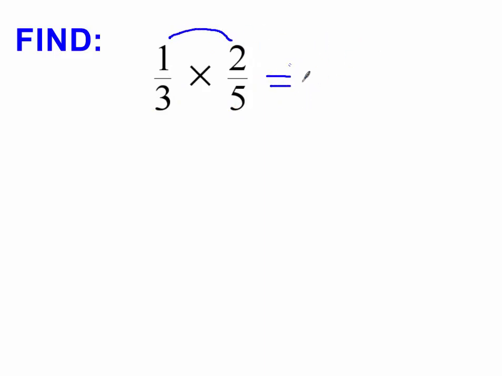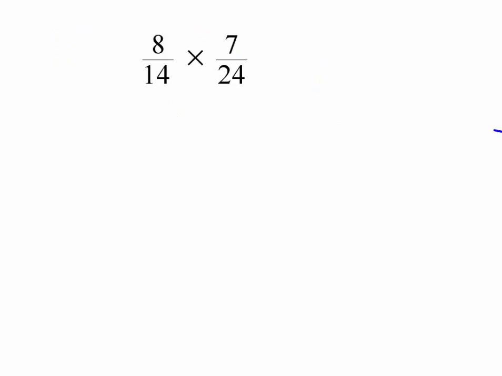2 times 1, which is 2. Then 3 times 5, which is 15. Remember, denominators cannot reduce each other, while the numerators can also not reduce each other. It is only the denominators that can reduce the numerators, or numerators reducing the denominators. Now let's move to other questions and see.